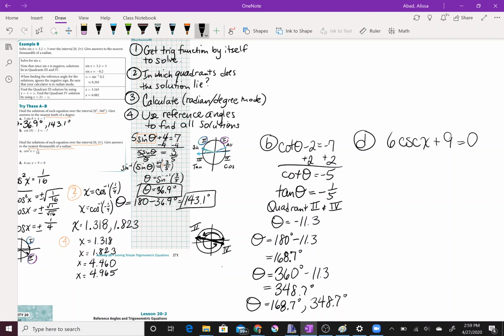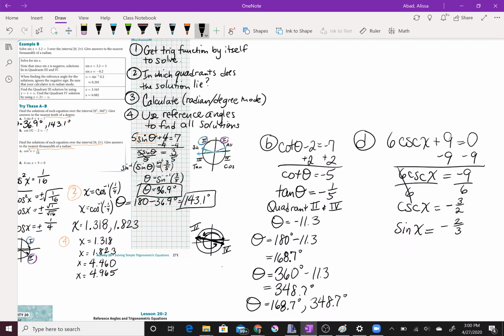This one, I'm subtracting 9 on both sides. I have 6 cosecant x equals negative 9. I have to divide by 6 on both sides. I have cosecant of x equals, let's simplify the fraction, negative 3 over 2. Cosecant is a reciprocal function. It's the reciprocal of sine. And that means that if cosecant equals negative 3 over 2, then sine of x is negative 2 over 3.